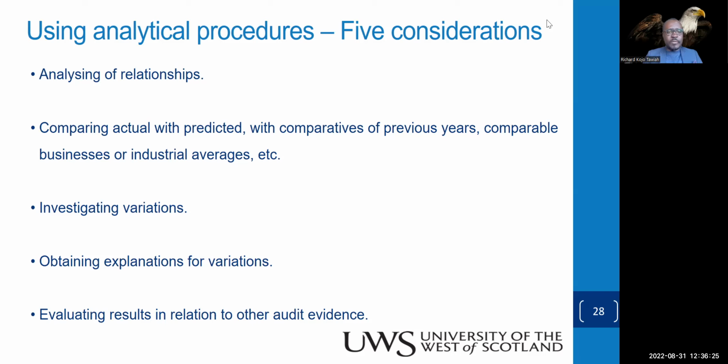Five considerations, then we wrap up. You are analyzing relationships and analytical procedures. You're comparing actual to predicted. You can compare year on year, current year to previous year. You can compare your performance to a competitor's, if it's allowed and if you have the information. Or you can even compare your performance to the industry averages. If there are any variations, investigate them and ask for explanations for these variations, and evaluate any results which they give to you. Corroborate the evidence.